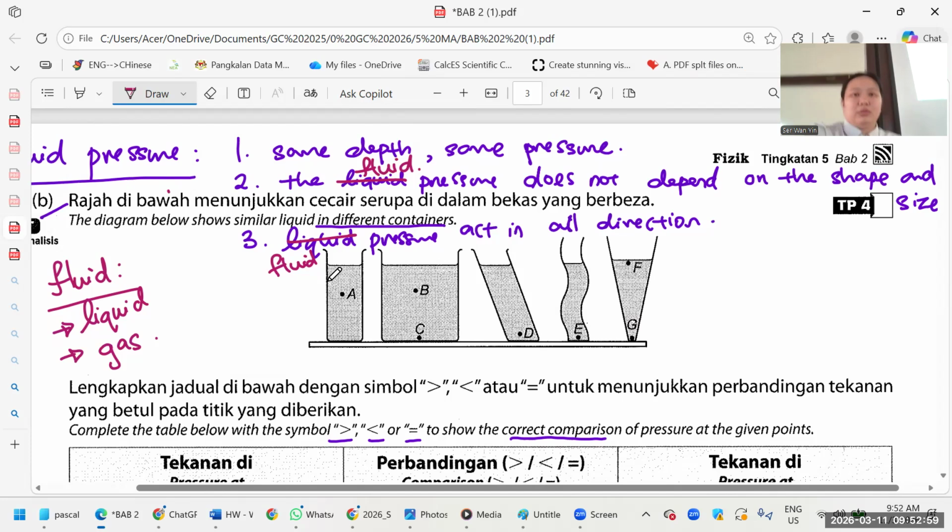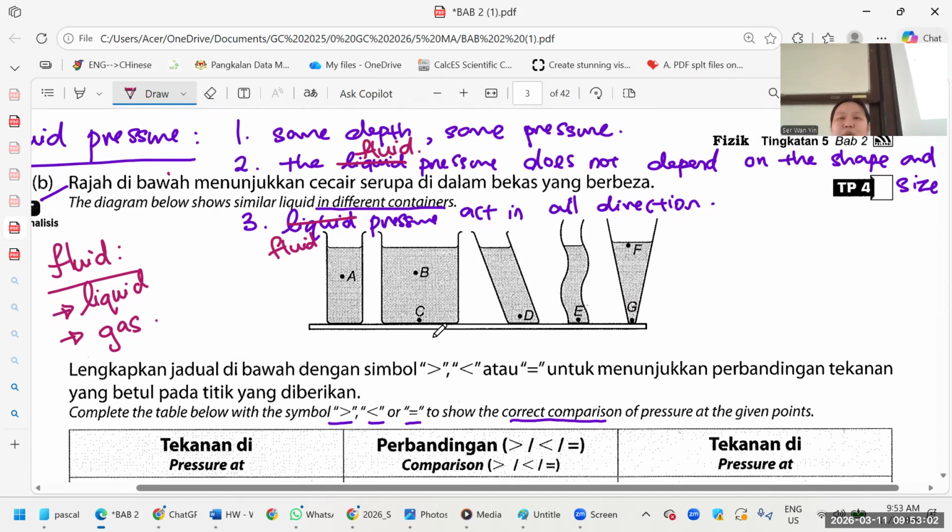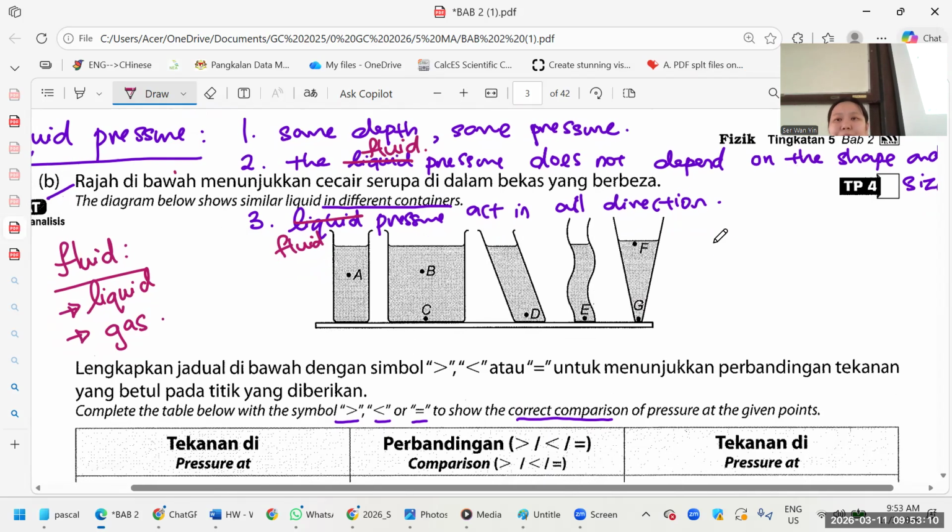Okay, so now, what do you think? Which one has the highest pressure? Yes, highest. P equals H rho G. H stands for depth. Depth comes from top to bottom. Which one is at the bottom? Use a ruler to measure. Put it there. Only got 1 point.